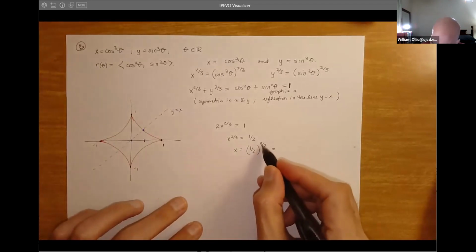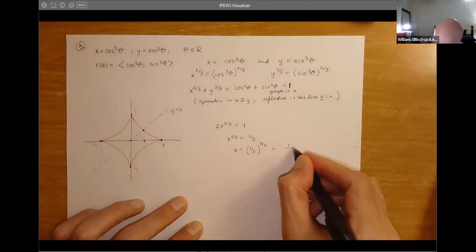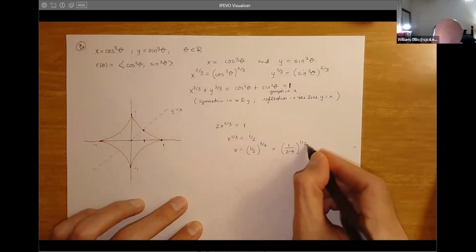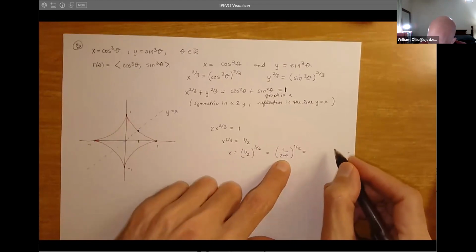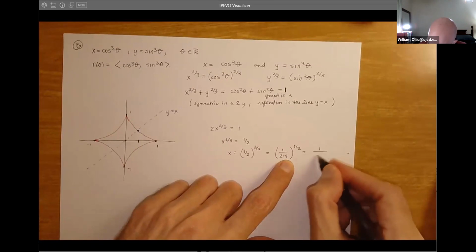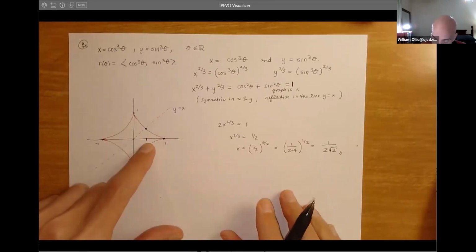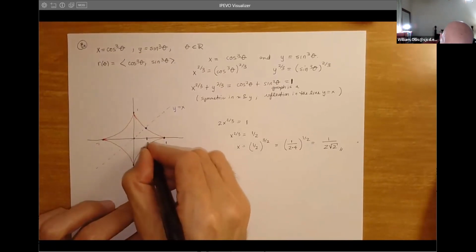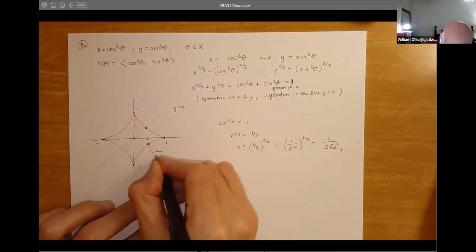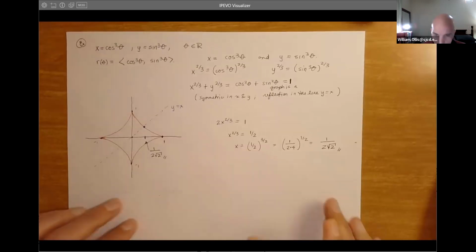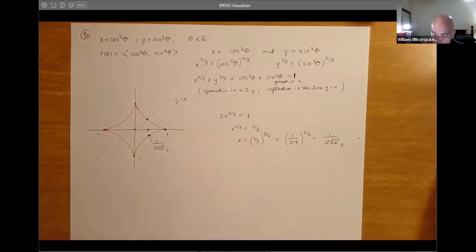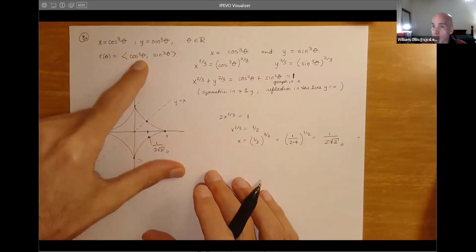Notice when you cube everything, you just get 1 times 2 times 4. And then when you square root everything, you just get 1 over 2 root x, or 2 root x. So that point right there, this would give you the point 1 over 2 root 2. And we've already talked about that. So the key here is that now with this new parameterization, we have the luxury of simpler calculus.